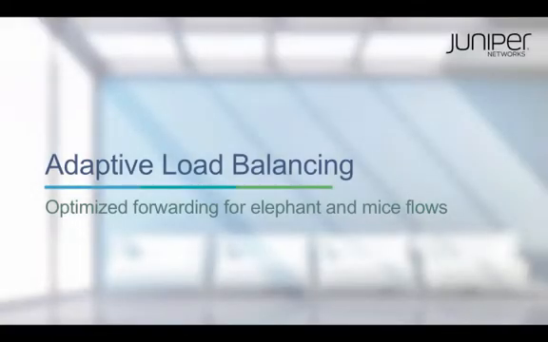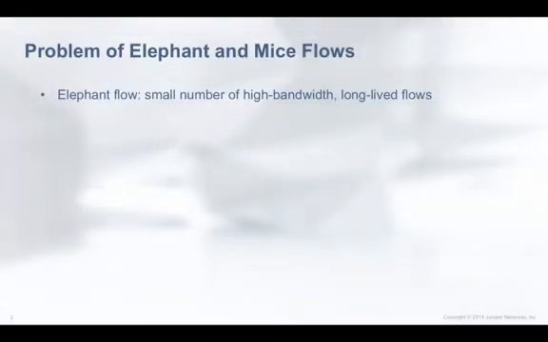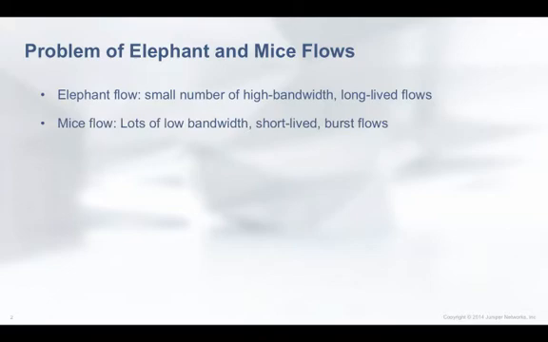So today I'm going to introduce Juniper Adaptive Load Balancing Technology, which provides an optimized forwarding solution for elephant and mice flows in a modern data center. The traffic flows in a data center can roughly be categorized as elephant flows and mice flows. The elephant flows are long-lived, high-bandwidth flows, such as data storage backup traffic and large file transfers. On the other hand, mice flows are short-lived bursts in nature with low bandwidth requirements, but very sensitive to delays.